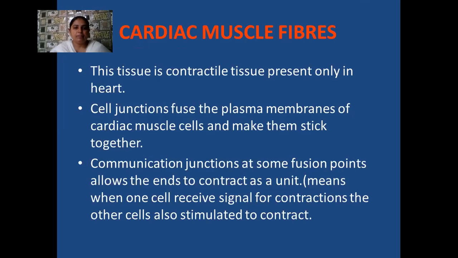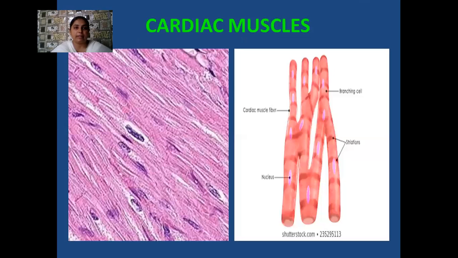This means when one cell of these muscular bundles receives a signal for contraction, as their plasma membranes are fused, this signal is later transferred to the other cells, and in this way all of the cells contract in a similar manner. Though the signal is received by a single cell, the response is shown by all of the cells because their plasma membranes are fused together.